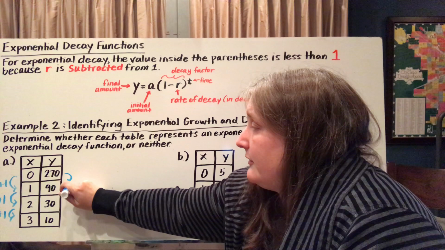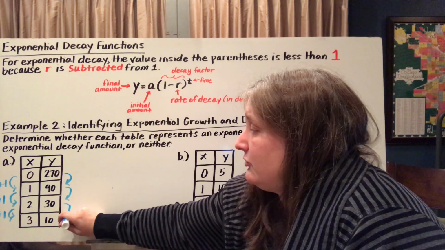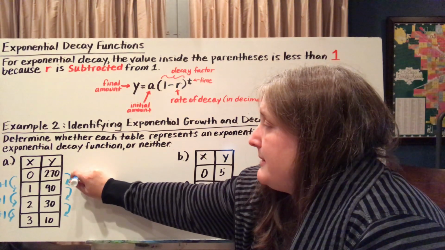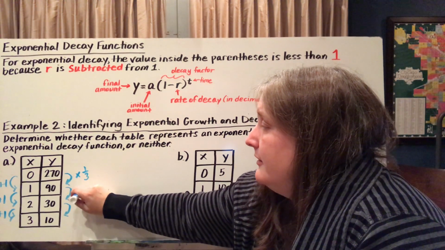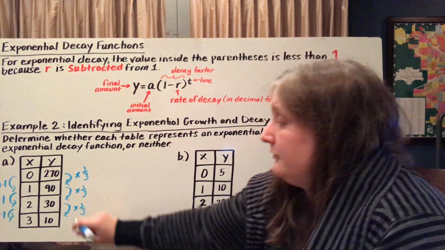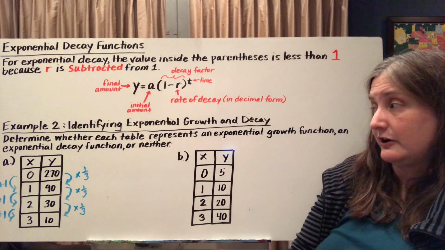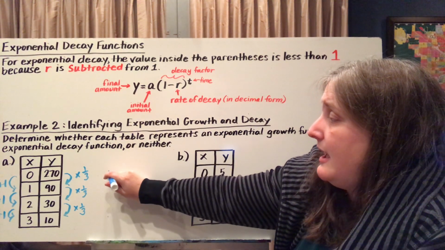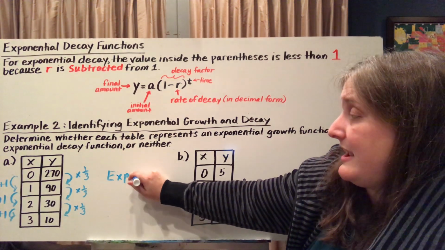My y values are decreasing each time. I'm dividing by 3, or that could be multiplying by 1/3. So multiplying our y values is also a characteristic of an exponential function, but we notice they're decreasing here, so this is going to be exponential decay.